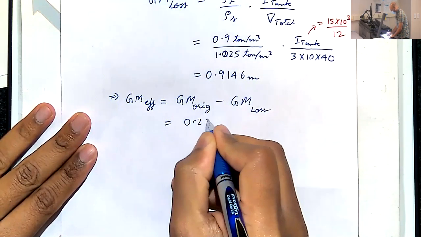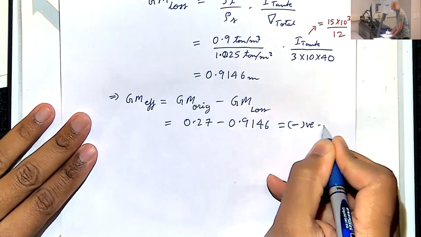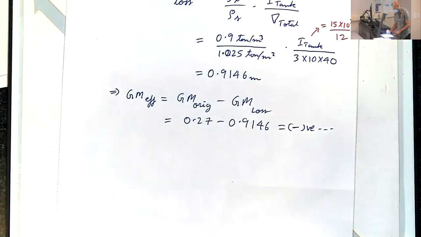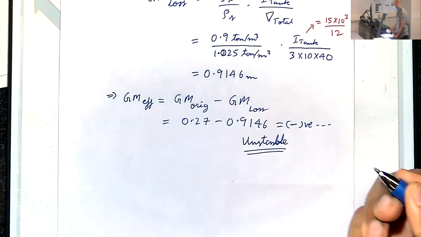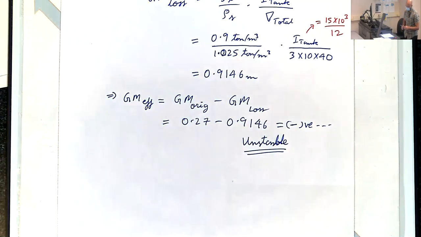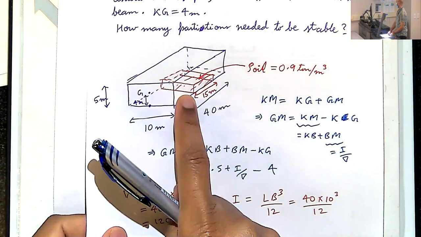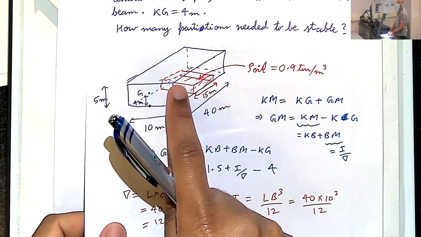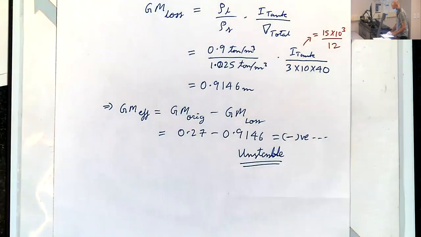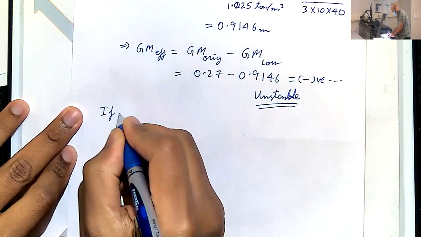So GM effective is GM original minus GM loss. So it's 0.27 minus 0.9146. Negative something. And this is unstable. So your barge will capsize unless you do something. That something is partitioning, yes. We take this fuel tank and put a partition down the middle. How many do we put? Do we split it into 2 tanks? Do we split it into 3 tanks? That's the question. We don't know yet. Okay.